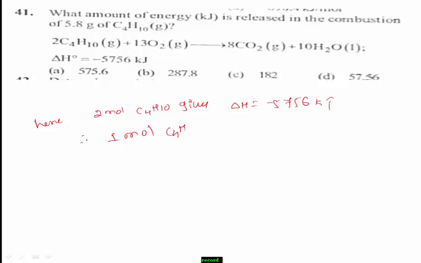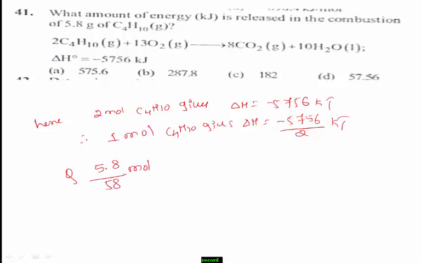Here, 2 moles of C4H10 gives delta H equal to minus 5756 kilojoule. Therefore, 1 mole of C4H10 gives delta H equal to minus 5756 divided by 2 kilojoule, and 5.8 divided by 58 mole.